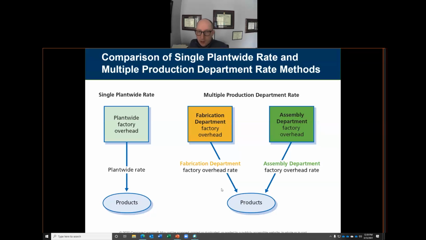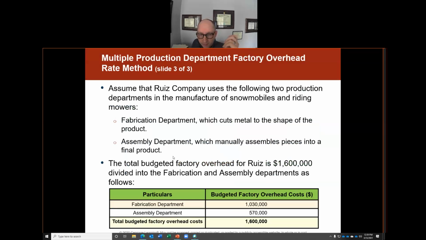But as you would expect, there is factory overhead that gets applied to each department, hence the name, multiple department method. Okay, so in our example, we have a total budget of factory overhead of $1.6 million. $1,030,000 of those dollars is budgeted for fabrication. They shape the metal. $570,000 of the total 1.6 is allocated to assembly. They put the pieces together to create the final product.